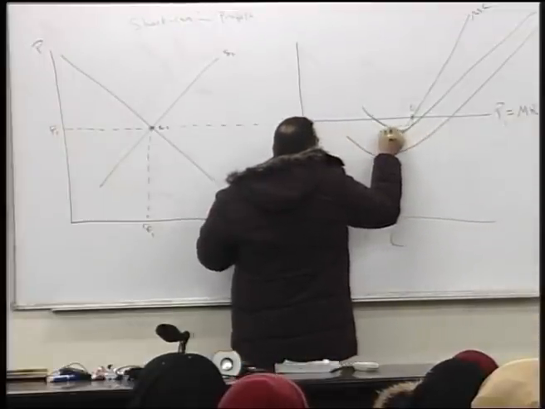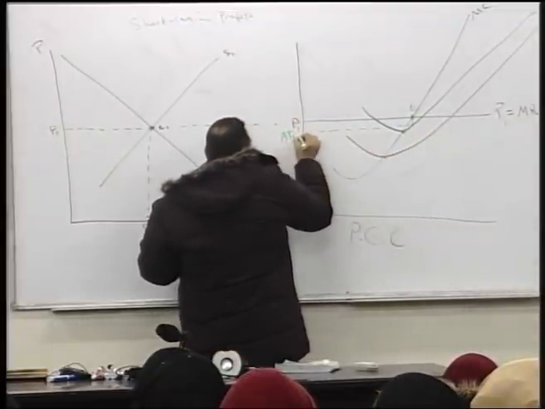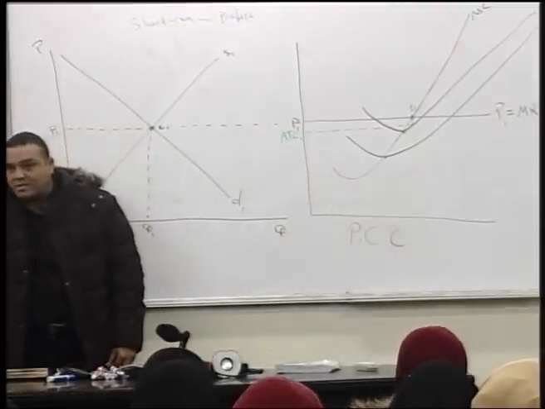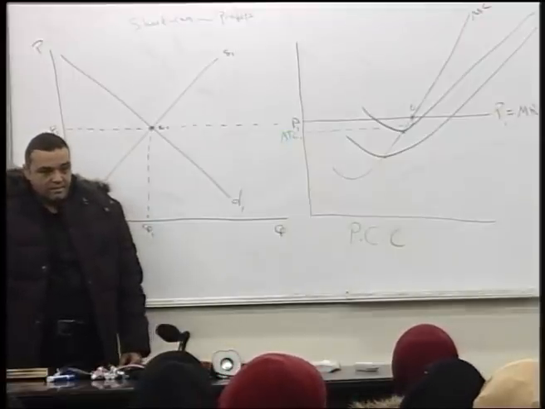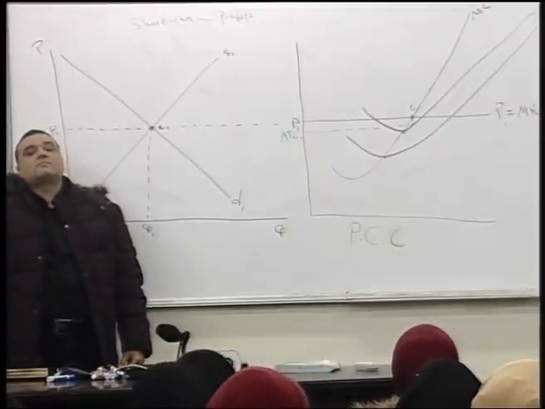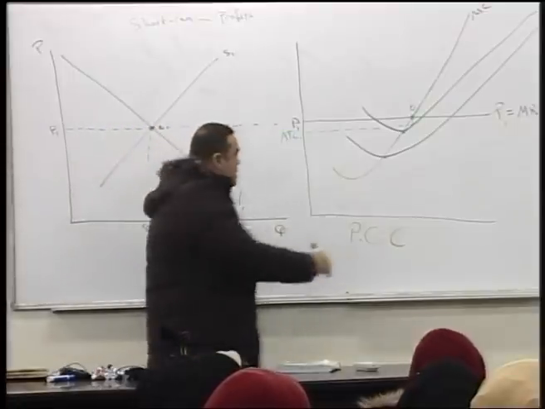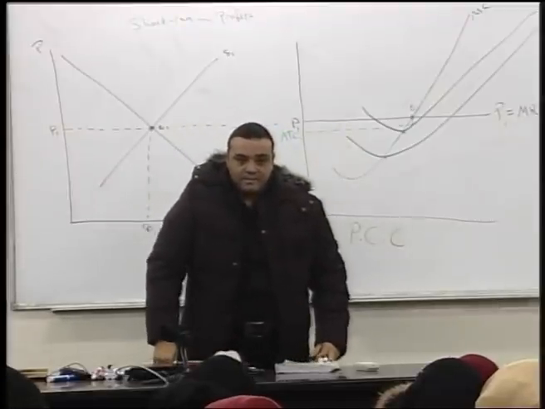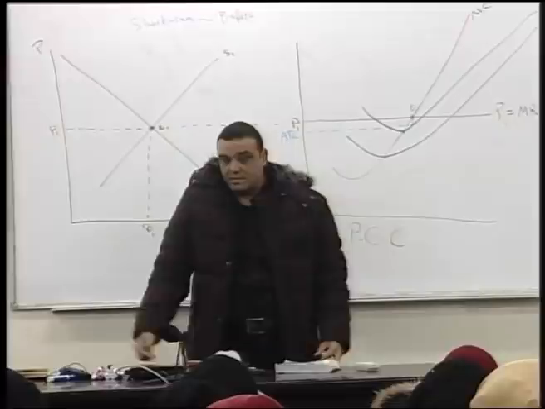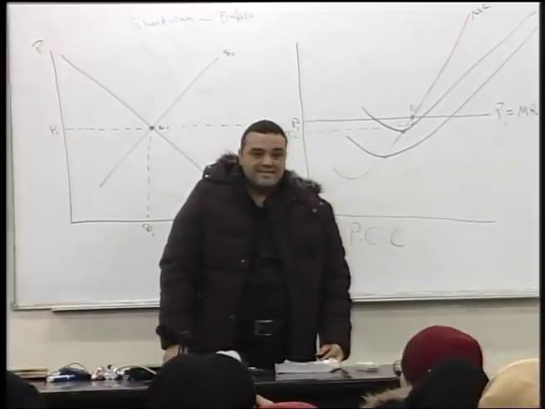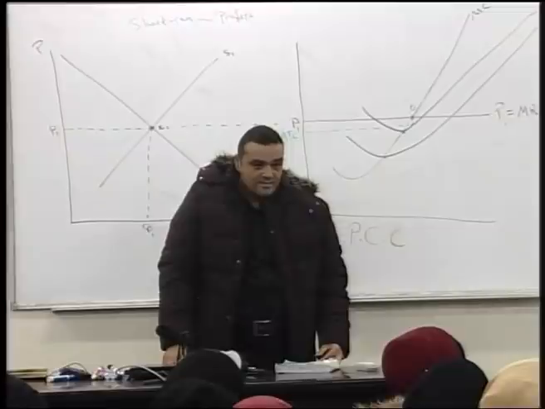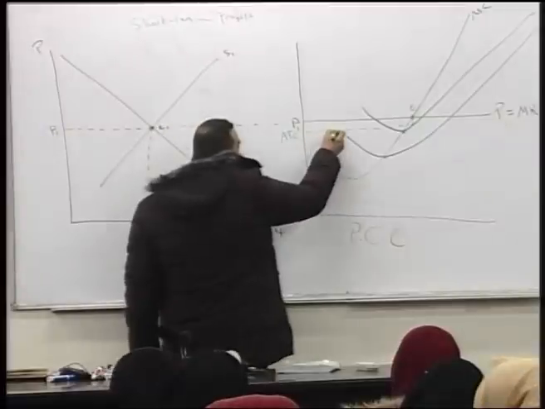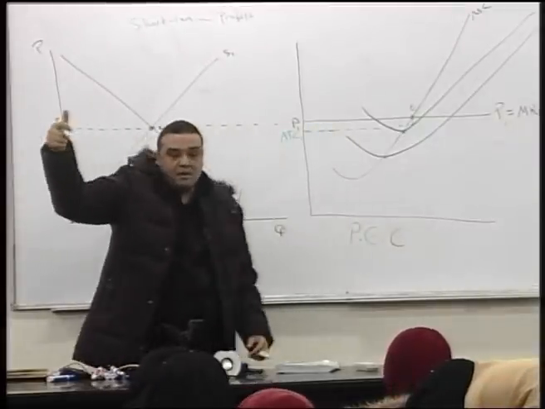Here we have the average total cost. The price is bigger than ATC. So here we have what? Profits or loss or break even? The price is bigger than ATC. We sell at a price higher than the average total cost per unit. Profits. So here we have profits in the short run.